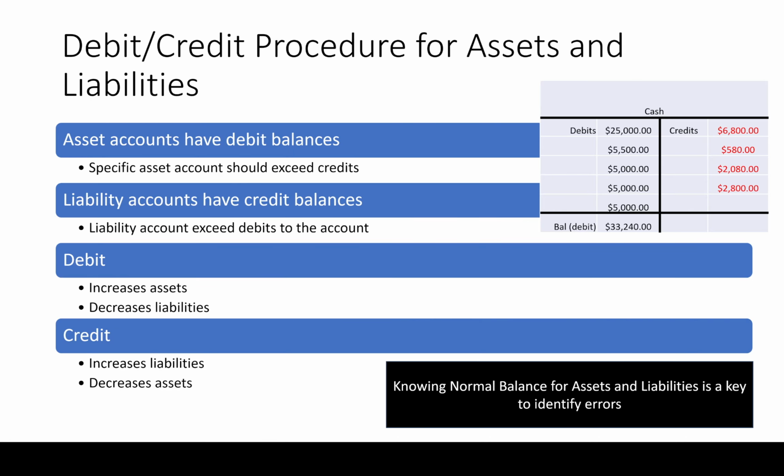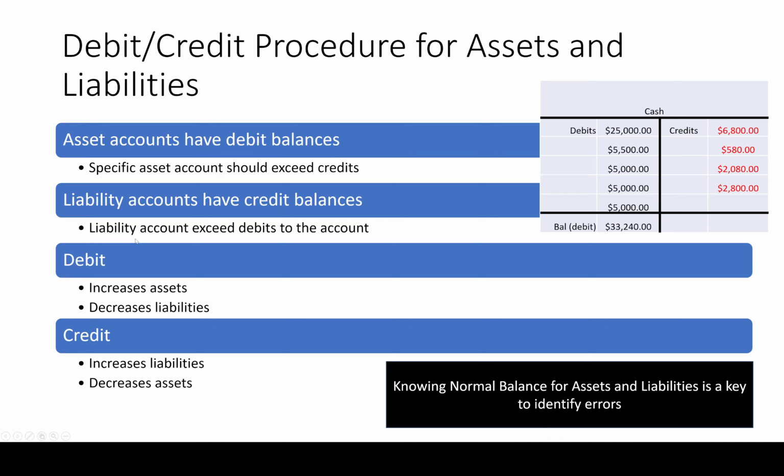So here basically are debit and credit procedures for assets and liabilities. If you remember, I just mentioned earlier that all asset accounts have debit balances. That means a specific asset account's debits should exceed its credits. In this example, the sum of these 5 debit transactions on cash is more than the sum of the 4 transactions on the credit side of the cash account. Therefore, we have 33,240. That's what it means for a specific asset account to exceed credits. And then the liability is the opposite.